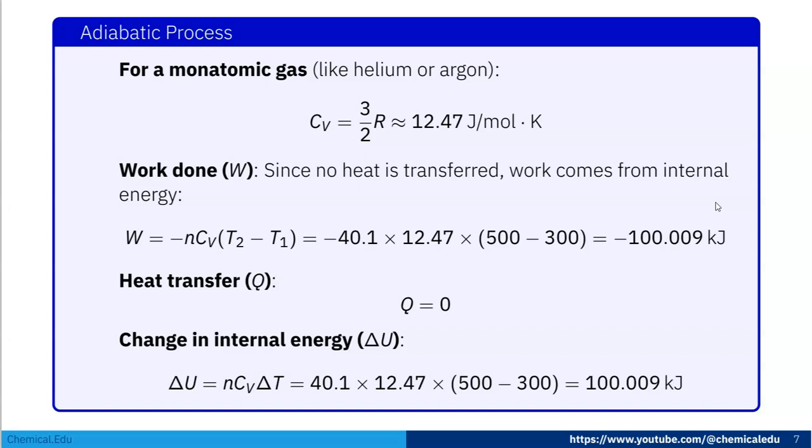So heat transfer Q, we know for adiabatic process, that is 0. So change in internal energy, del U is nothing but minus W. So del U will be NCV del T. So similar way we can calculate that del U is nothing but 100.009 kilojoule. That's it.